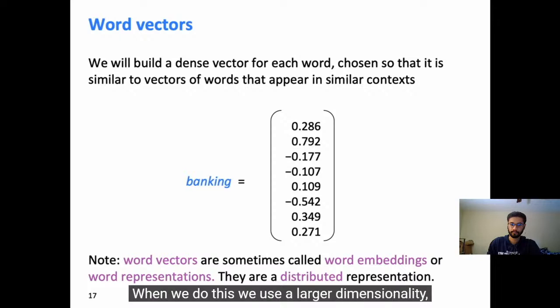In practice, when we do this, we use a larger dimensionality. The minimum that people use is 50. A typical number that you might use on your laptop is 300. If you want to really max out performance, maybe 1,000, 2,000, 4,000. But nevertheless, that's orders of magnitude smaller compared to a length 500,000 vector.